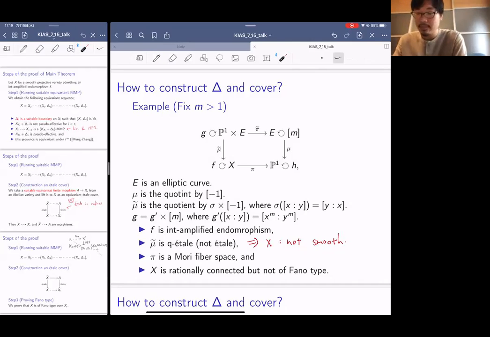Okay. And this pi is a modifiable space. And this X is rationally connected, but not of one type. And this commutative diagram is similar to the diagram in step 2. Indeed, this X is not of one type, but taking covers, P1 times E is one type over the algebraic variety E. And we observe the relationship between this mu, this cover, and this fibration pi.